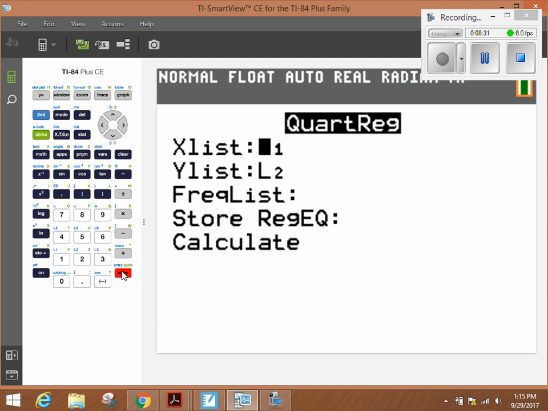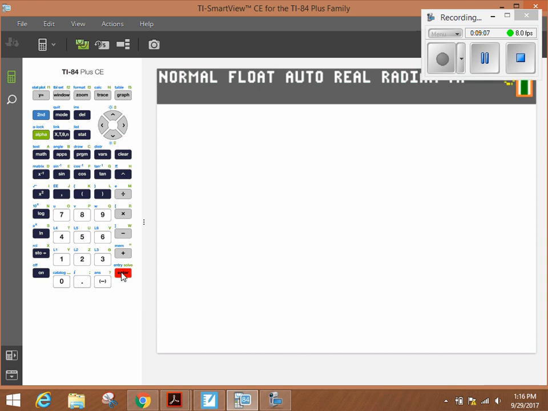So we're going to go down to 7 and hit enter. Our x list, or our independent variable, is in L1, and our y list, or our dependent variable, is in L2. We don't need to mess with this frequency list. I am going to store this equation into the variable v, right? So v is going to be equal to our equation for our function that models this data. All right, I'm going to go down here and hit calculate.